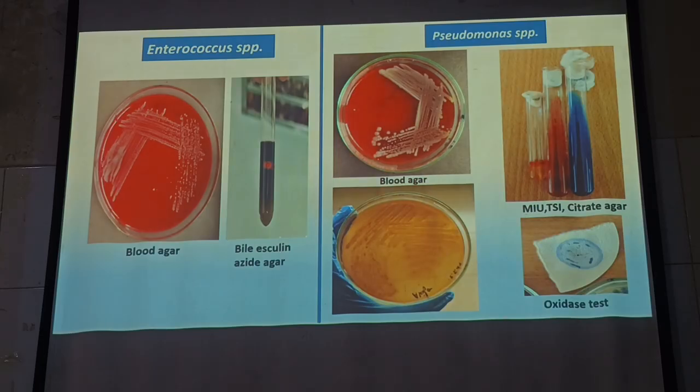Enterococcus species on blood agar shows grayish white small colony. There is no hemolysis. Bile-esculin agar positive. Pseudomonas species on blood agar shows large flat irregular colony. And on MacConkey agar there is pale colony. On biochemical test it is motile, lactose non-fermenter and citrate positive. In oxidase test it is oxidase positive.